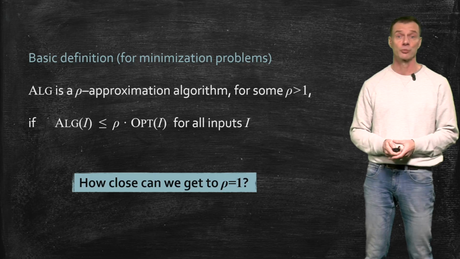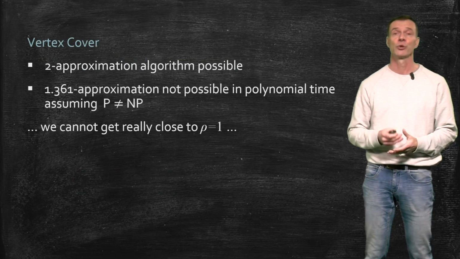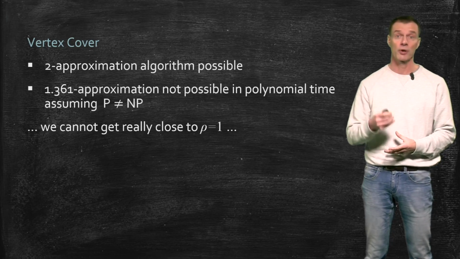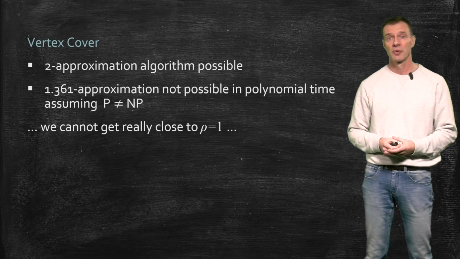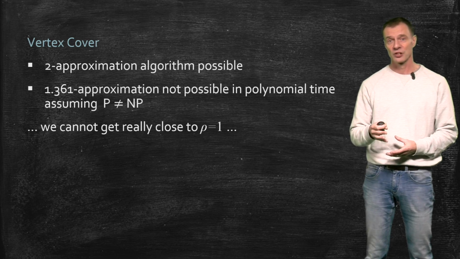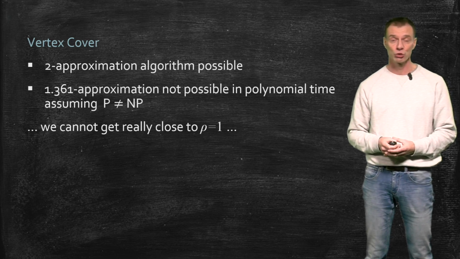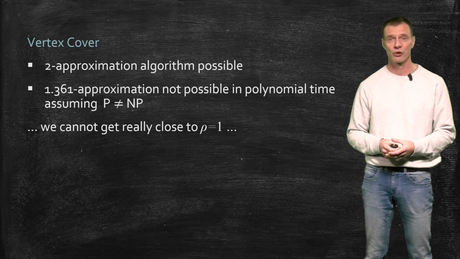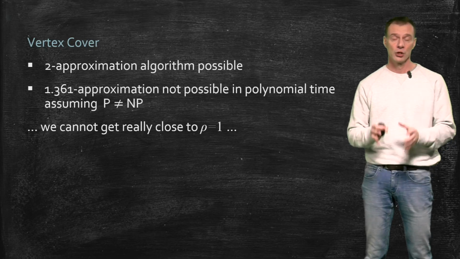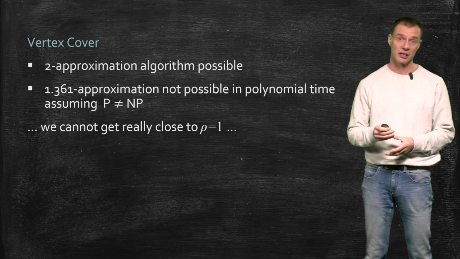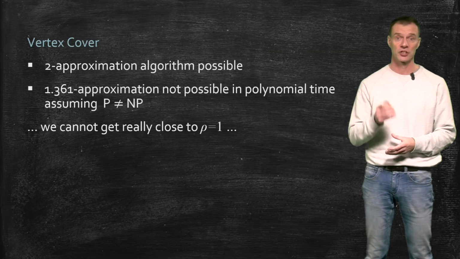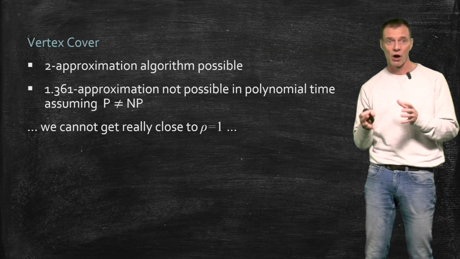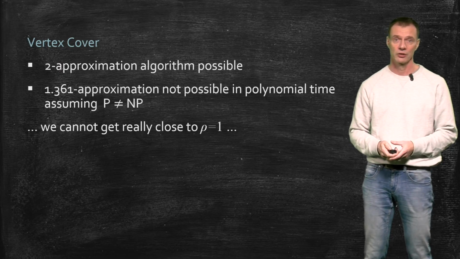Well, that depends on the problem. For instance, if you look at the vertex cover problem, we gave a 2 approximation algorithm for that. But actually it turns out that maybe it would be possible to do a little bit better, although nobody has come up with a better algorithm so far, but at least we know that you cannot do better than getting roughly a 1.36 approximation algorithm. So in particular, you cannot get arbitrarily close to 1.